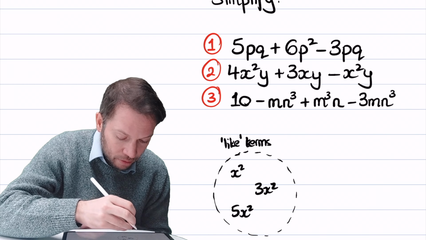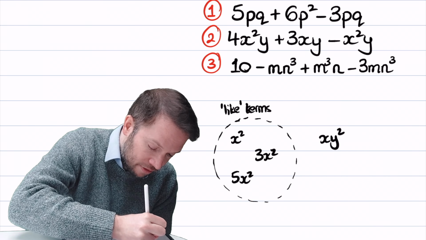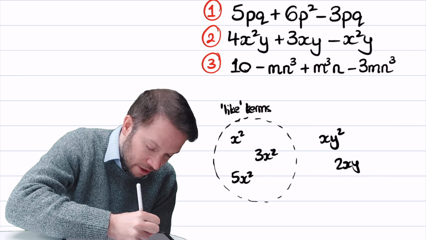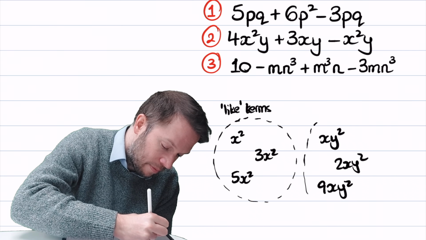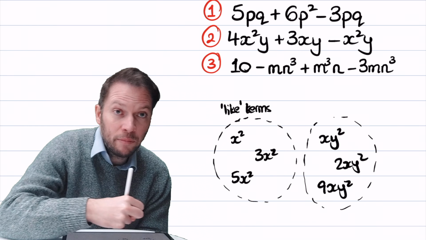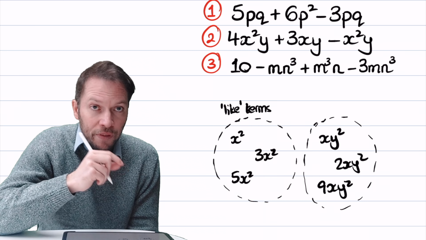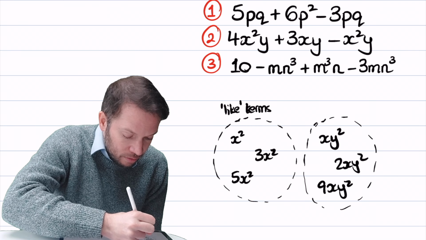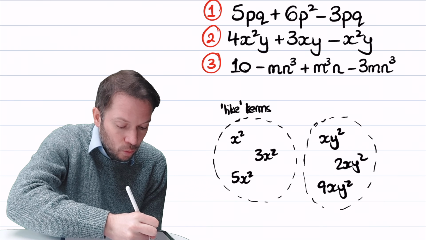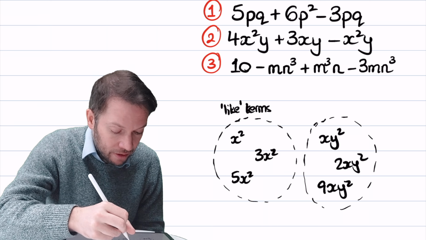What about another example? If we had xy squared, we could also have 2xy squared, 9xy squared. These are all like terms because they involve the same variables. They involve both x and y. And they involve the same powers of those variables. So here the x is not squared in all of these, whereas the y is squared in all of them. So they are like terms and they can be collected together.